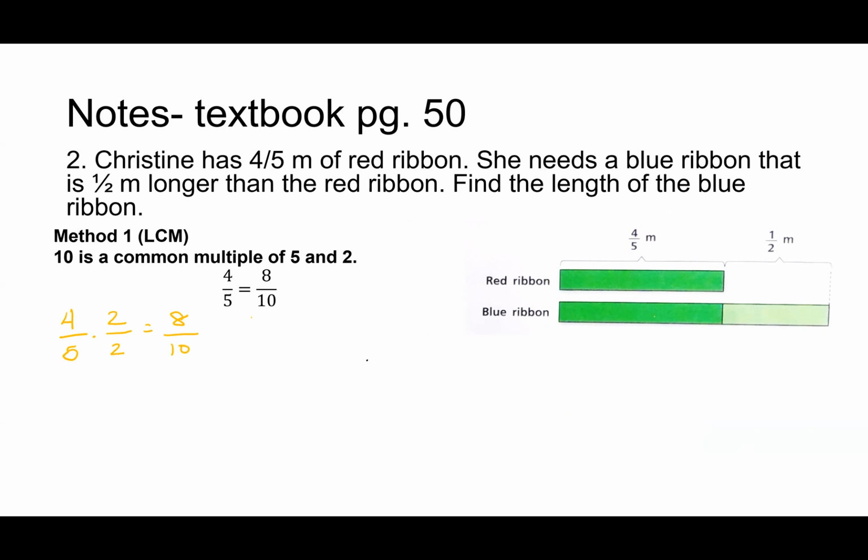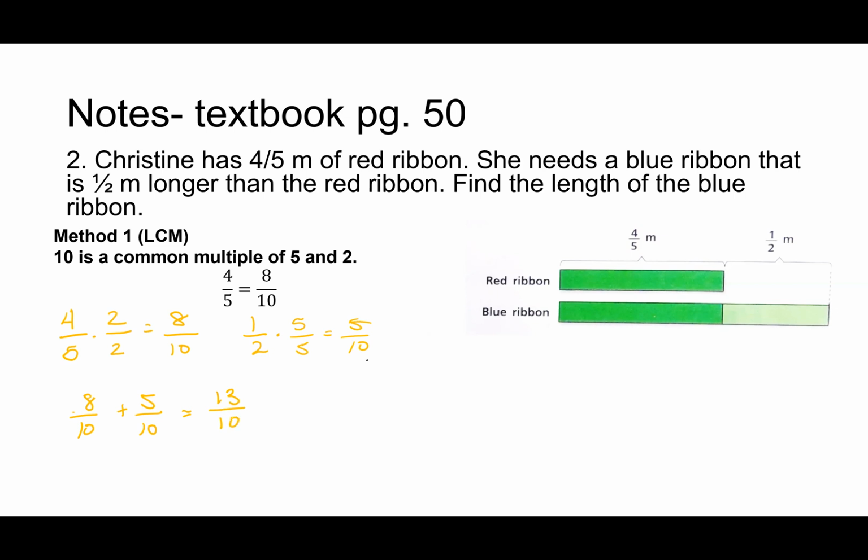And we're gonna multiply 1/2 times what to get tenths? What do we have to multiply 1/2 by to get to tenths? Michael? 5/5. Good job. And we're gonna get 5/10. Can we add these now? Yep. So let's go ahead and add them. We've got 8/10 plus 5/10. Let's make my 8 look a little bit nicer there. And that's going to equal 13/10.